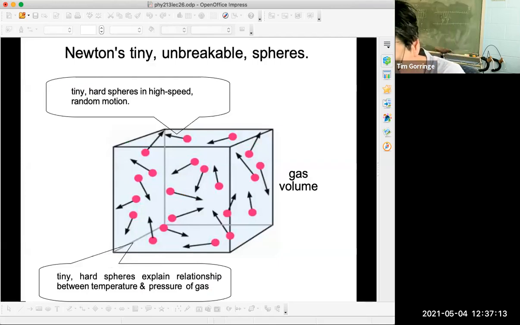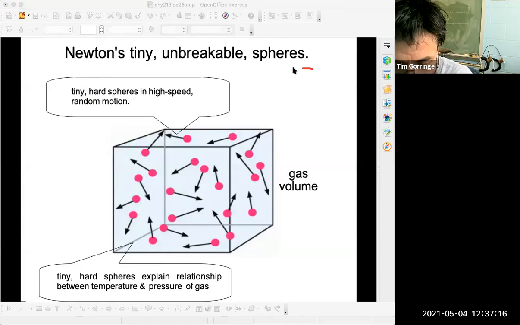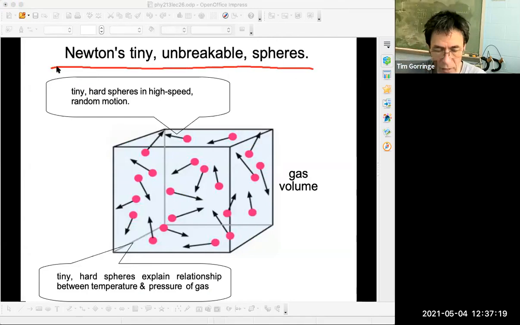So let me start with Newton. That's going back a few hundred years. So Newton had the idea that the material world around us is made of tiny atoms, molecules. And his picture of those tiny atoms, molecules was of tiny, hard, indestructible, unbreakable spheres. And his picture of those atoms as tiny, hard, unbreakable spheres had some successes. It explains some things.